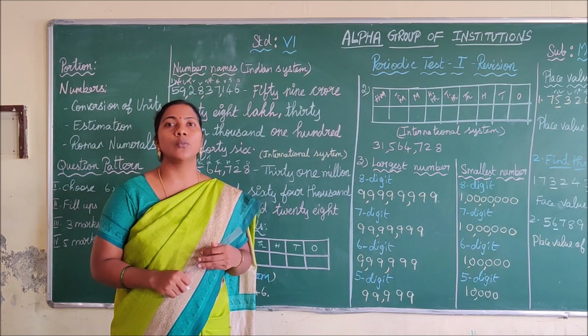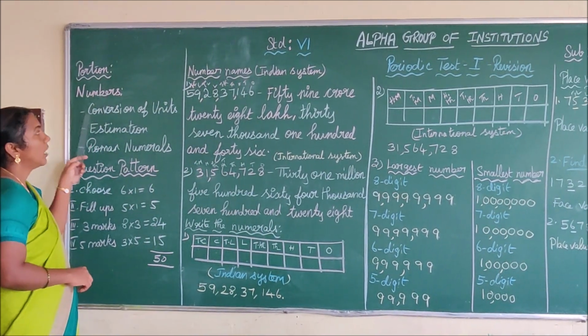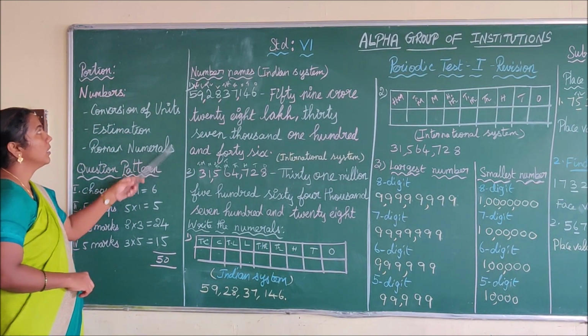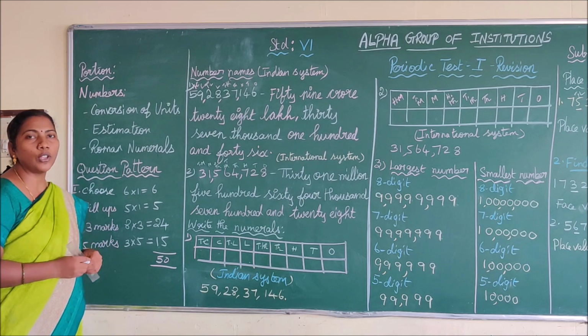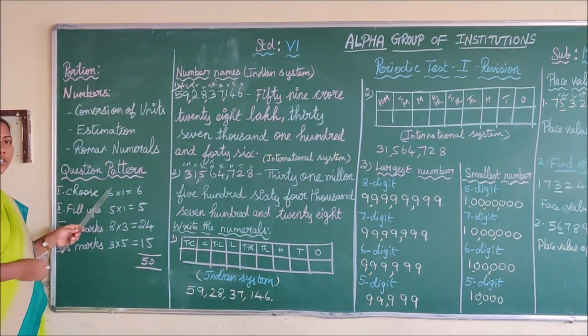This is periodic test 1. Your exam covers the chapters: numbers, conversion of units, estimation and Roman numerals. These are the things you have to be thorough with for your periodic test 1. And see here, this is your question pattern.